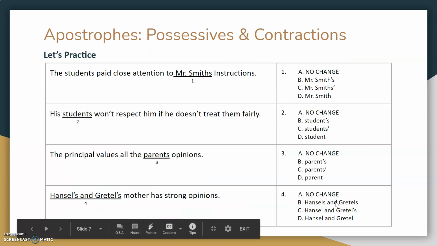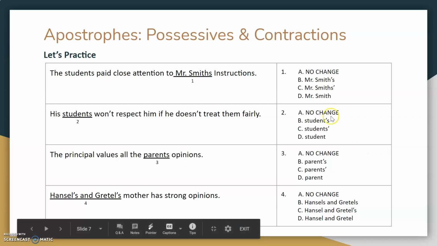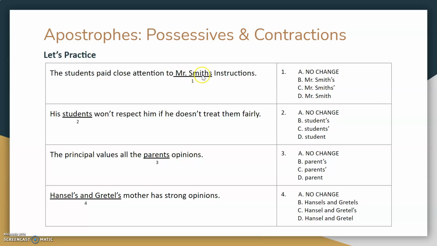All right, your turn to try some. So number 1 here, the students paid close attention to Mr. Smith's instructions. So when I look over here, and that's with all of these, so I won't say it over and over again, you can see from the options, these are all apostrophe questions. All right, so I'm going to ask the first question. Does something belong to Mr. Smith? Sure, they're his instructions. So that makes it possessive. So I need an apostrophe.